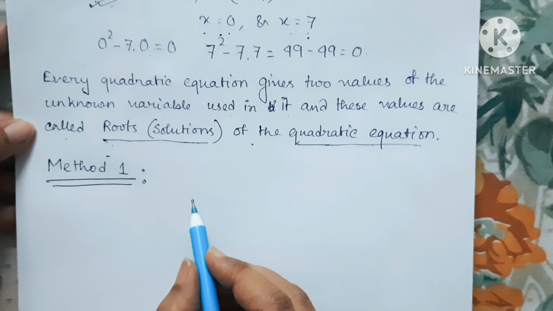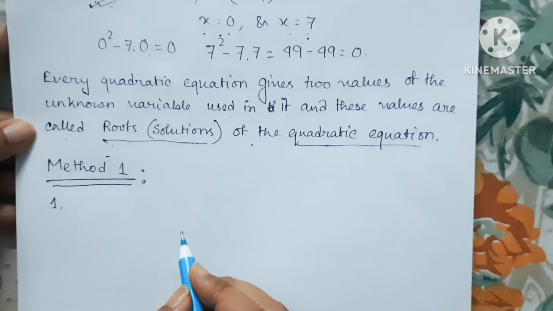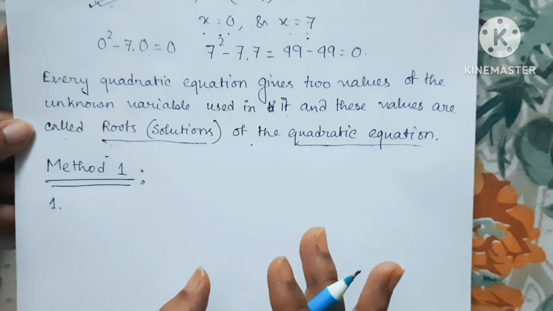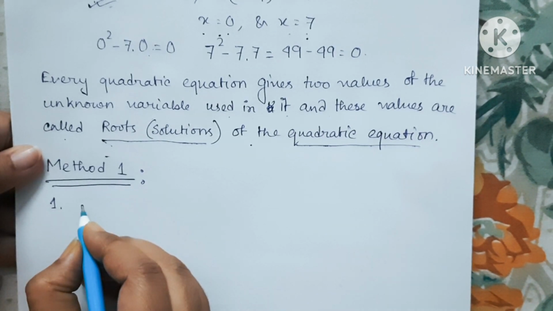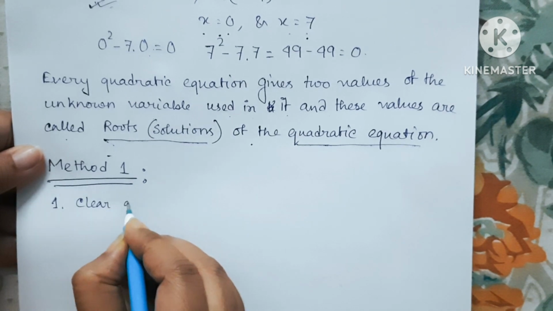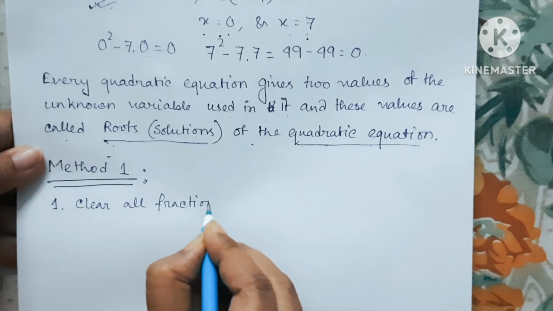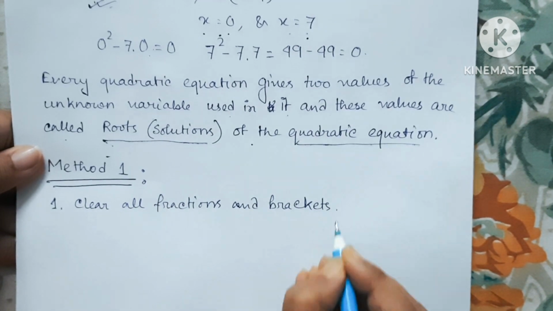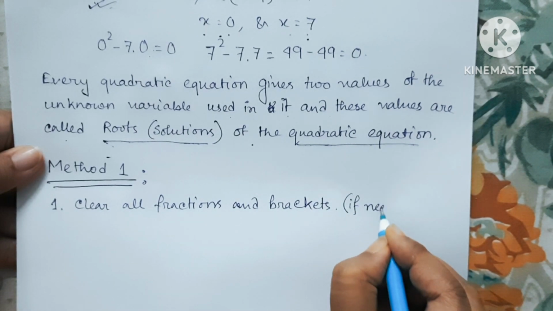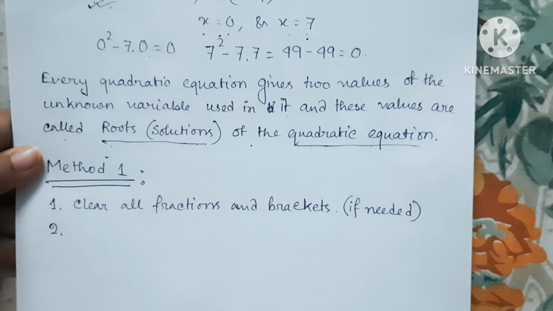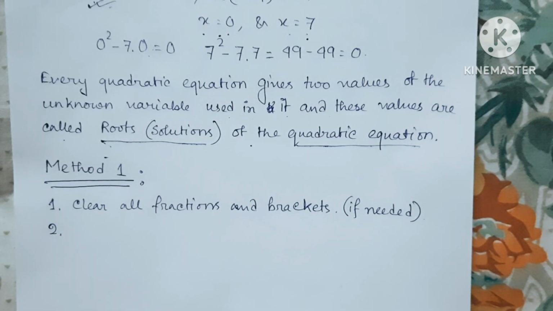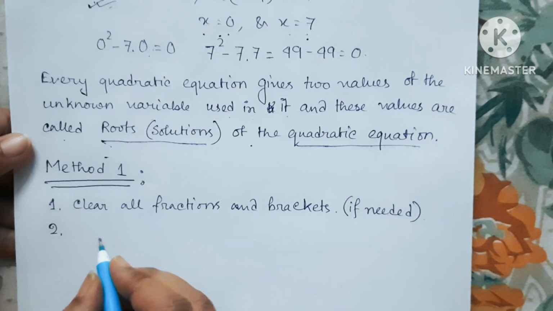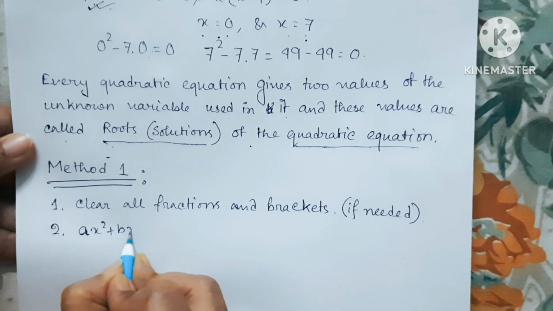See, the first step is you have to clear all the fractions and brackets if it is necessary. Okay. Now step 2 is you have to reduce the given equation to the standard form of a quadratic equation. The standard form of a quadratic equation that you already know. So you have to reduce it as ax square plus bx plus c equal to 0.